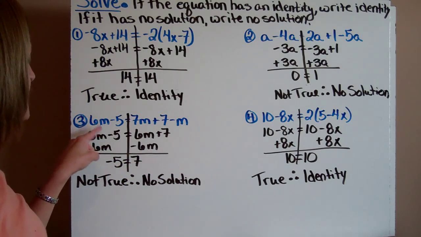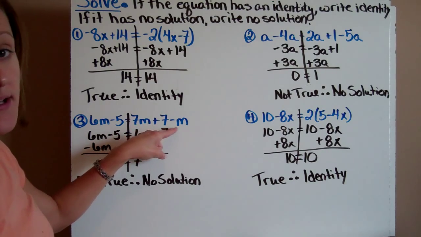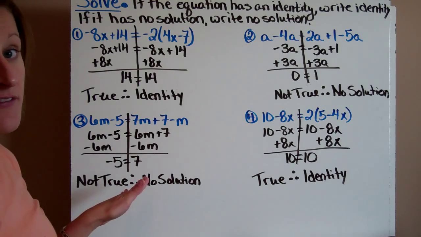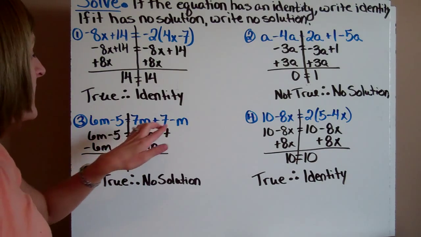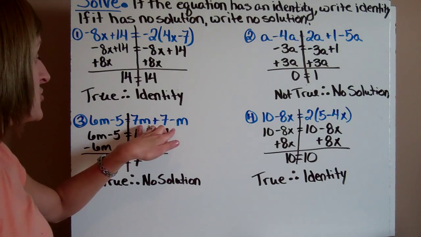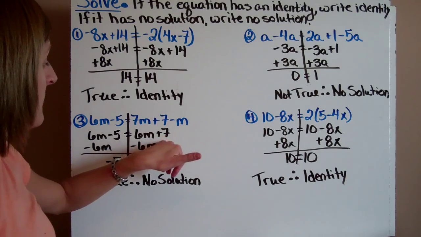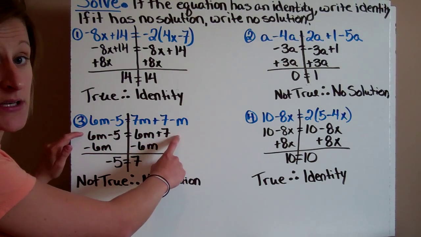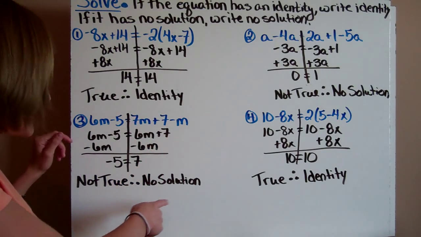Alright, number 3, we have 6m minus 5 equals 7m plus 7 minus m. Okay, don't need to distribute, don't need to get rid of any fractions. This side's already got our like terms combined. This side I need to, so I have to do 7m minus m, and that's 6m. Still have my plus 7. Notice 6m minus 5 equals 6m plus 7. Those are not the same thing. So I could stop here and say no solution.